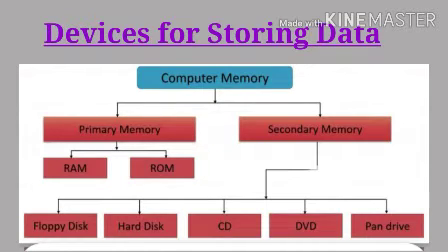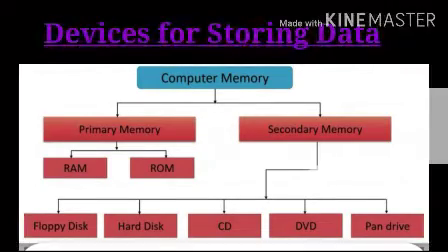Now you can see in this diagram, memory can be of different types. So first of all, computer's memory is of two types, primary memory and secondary memory. Then further primary memory is of two types, RAM and ROM. And secondary memory can be of the following types: floppy disk, hard disk, CD, DVD and pen drive.